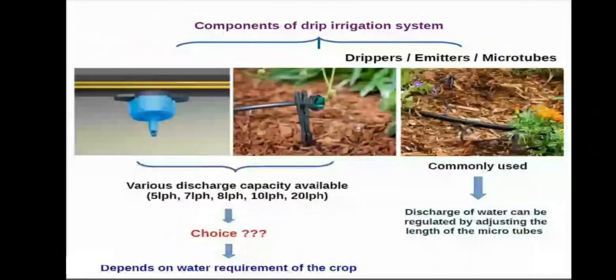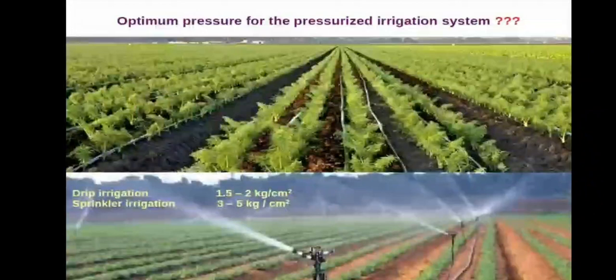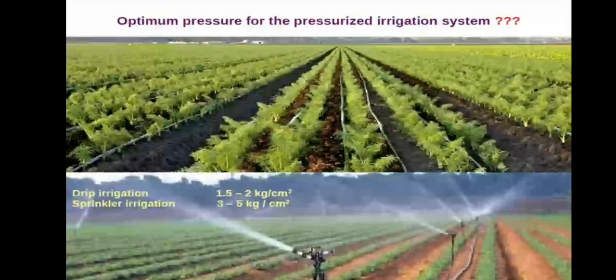Next, the optimum pressure for a pressurized irrigation system. This is very important to keep in mind when starting drip irrigation. For drip irrigation the pressure must be 1.5 to 2 kg per centimeter square. For sprinkler irrigation, 3 to 5 kg per centimeter square is required.